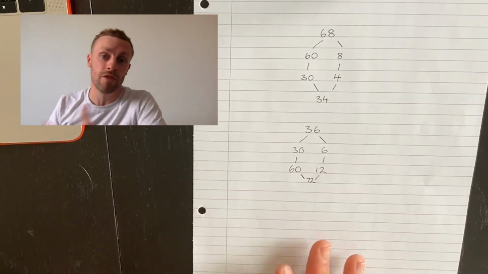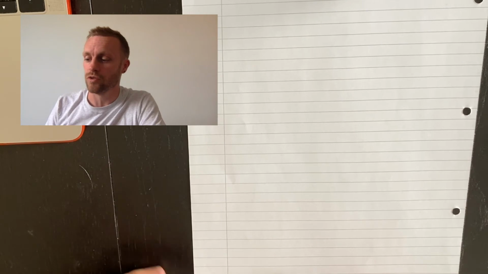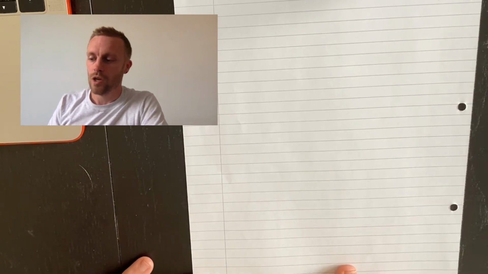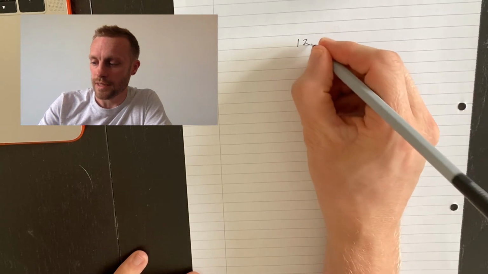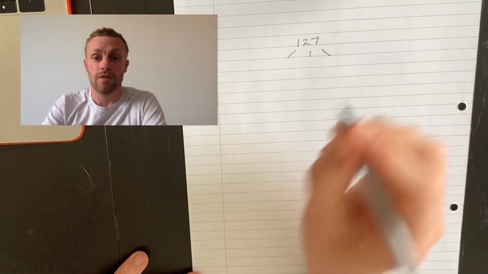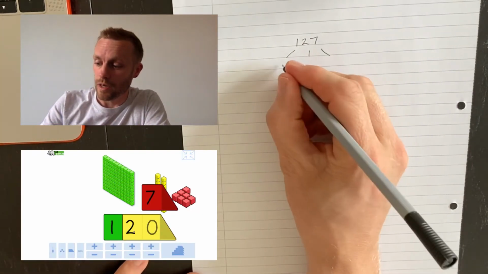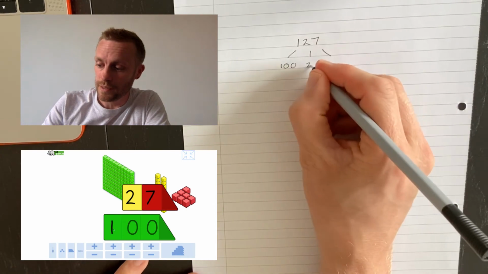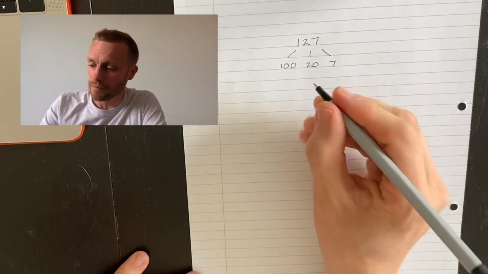So let's do an example with 3 digits. It's absolutely no different apart from we're going to have 1 extra digit to work with. So let's double the number 127. So I'm going to partition again, and if I use my place value cards, I can see that when I partition it, I get 100, 20 and 7. I now want to double each of those numbers.